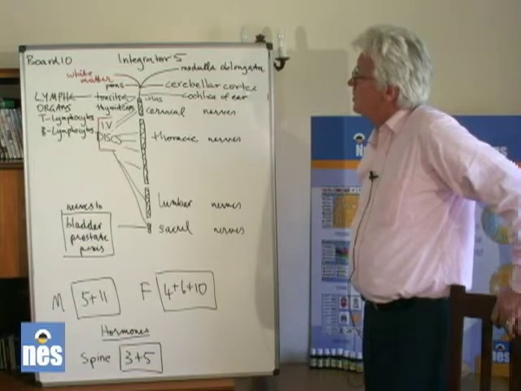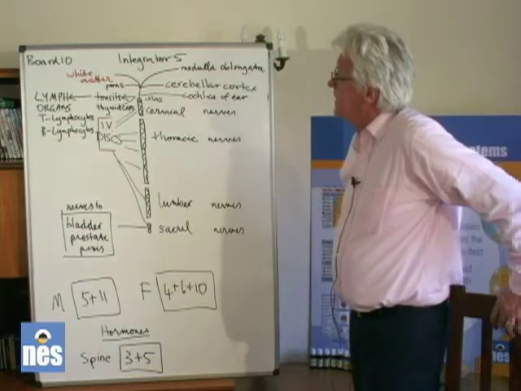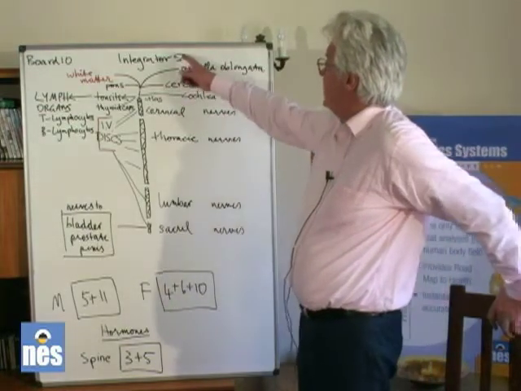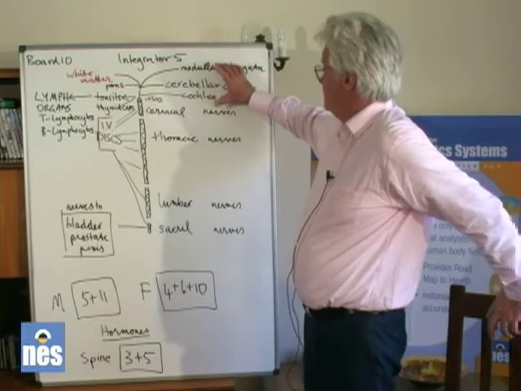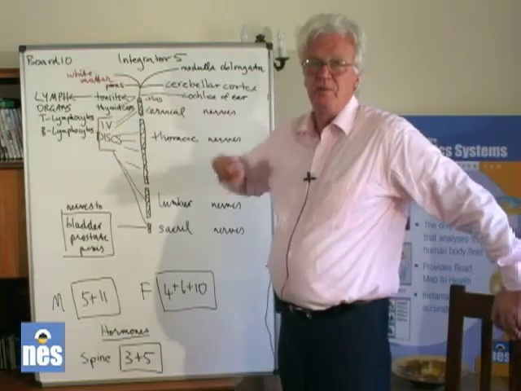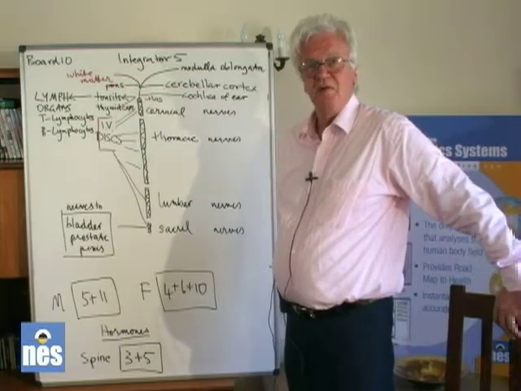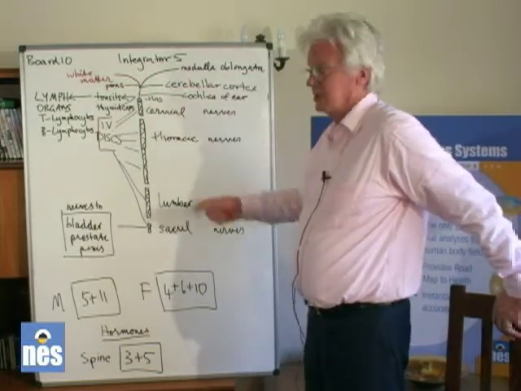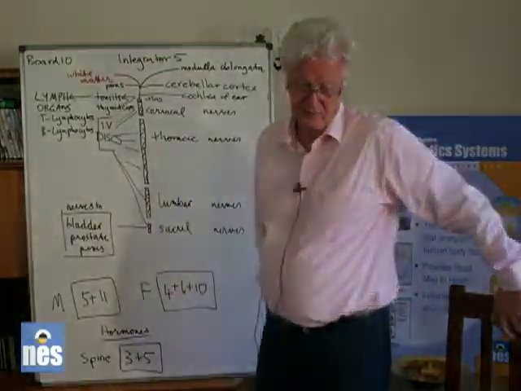So all I want you to remember is, for integrator 5, that it's neurohormonal and a little bit of lymph. And from then on, you can construct that mind map for yourself.